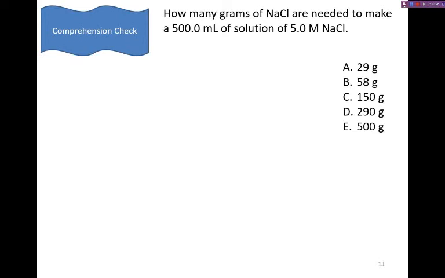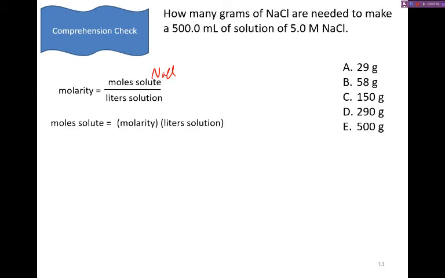Welcome back. So we want to know how many grams of sodium chloride are needed to make a 500 milliliter solution of 5 molar sodium chloride. My recommendation is to start by writing out the definition of the concentration units we want, which is molarity. And so that's going to be the moles of solute, which in this case is sodium chloride, over the volume of the solution in liters.